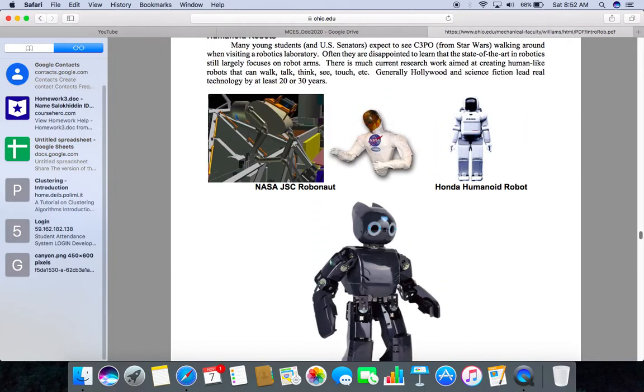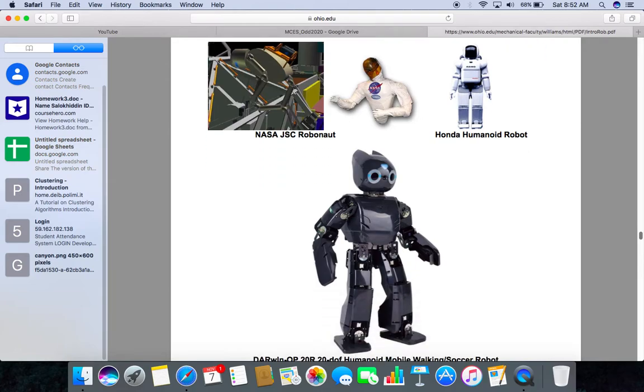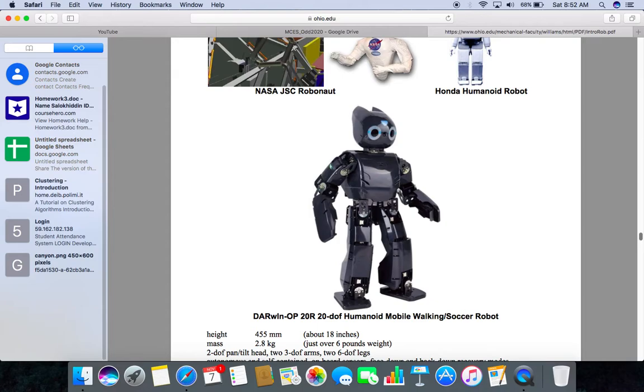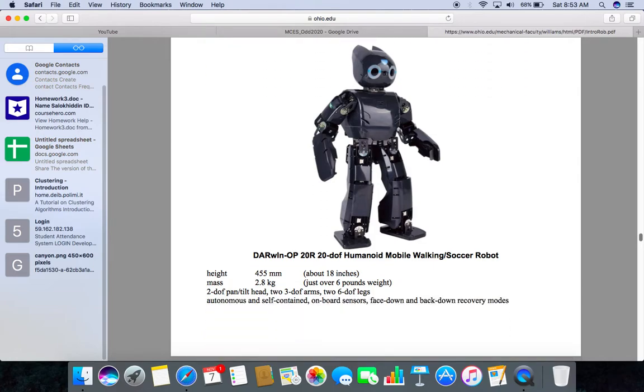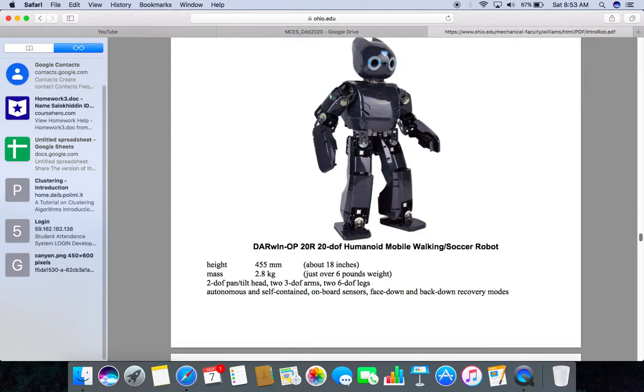This is NASA JSC Robonaut, Honda humanoid robot. This is Darwin OP, a 20 DOF humanoid robot, mobile walking soccer robot. Height 455 millimeters, about 18 inches, mass 2.8 kg, just over 6 pounds weight, 2 DOF pan tilt head, 2 3 DOF arms and 2 6 DOF legs. Self-contained with onboard sensors, face down and back down recovery modes.